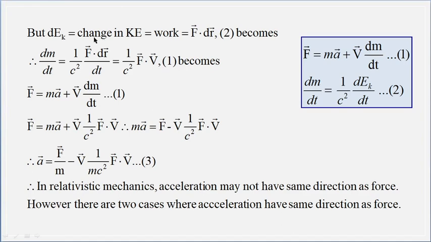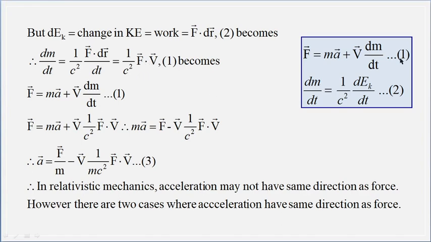Now the body gains the kinetic energy because the force is acting, and because the force is acting, work is done, and work done in terms of vector relation is vector F dot dr, force into displacement. So we write in vector form F dot dr. We substitute this in equation 2, dm by dt equal to 1 by c square dEk by dt, and dEk is F dot dr, and here 1 by c square vector F dot dr by dt is a velocity, the rate of change of position vector, vector v.